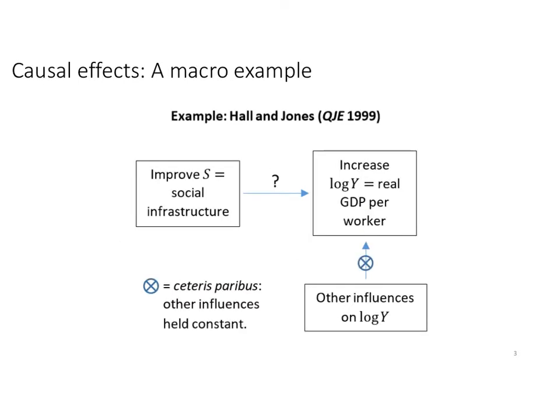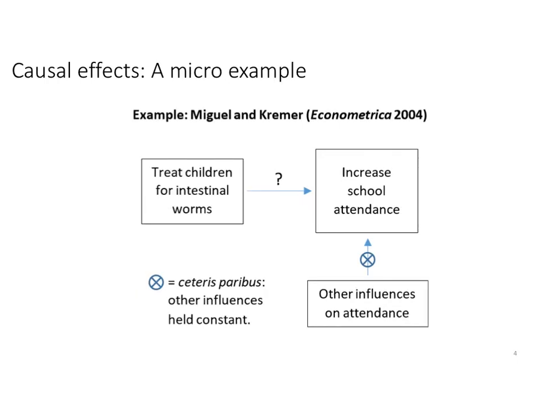A macro example of this question is in the Hall and Jones paper you'll read. They construct a variable called S, which is a measure of the quality of economic governance, and they hypothesize that S has a causal impact on the log of real GDP per worker, essentially on prosperity, holding other influences constant.